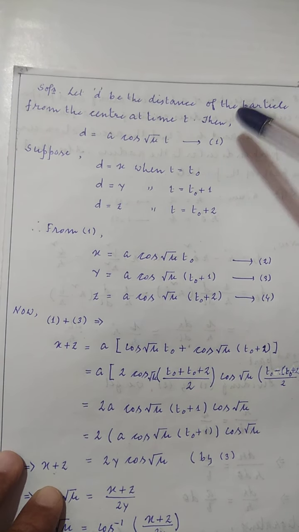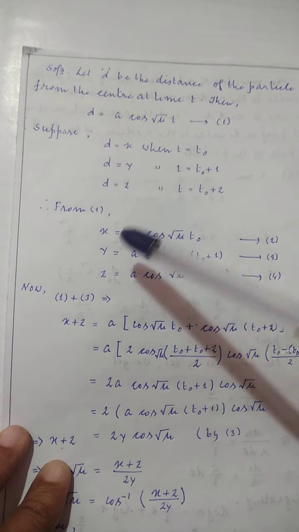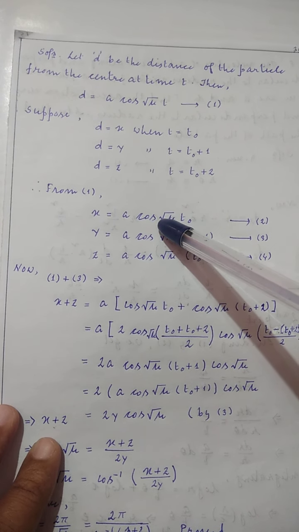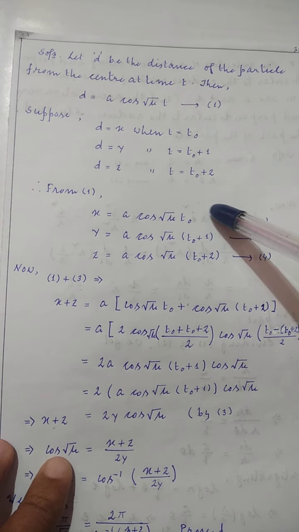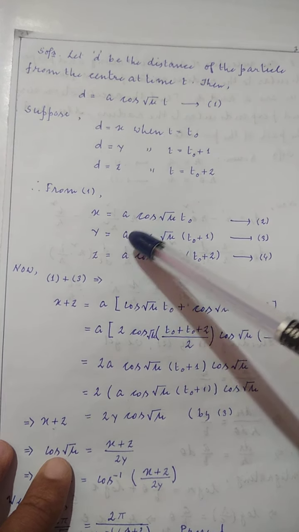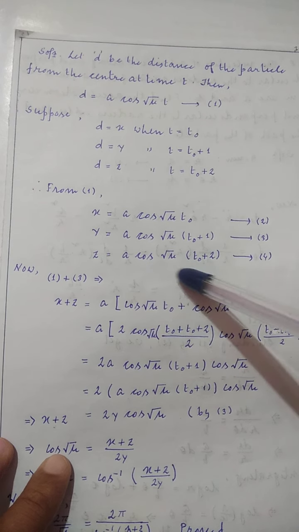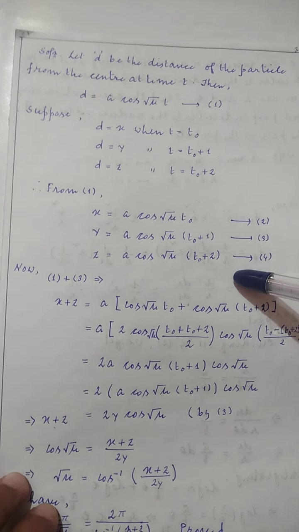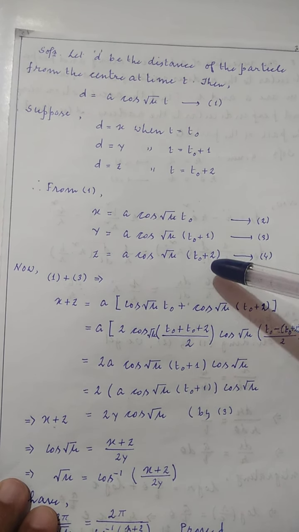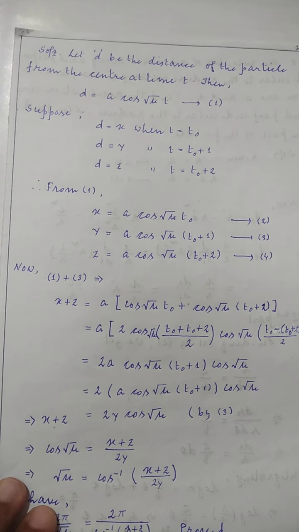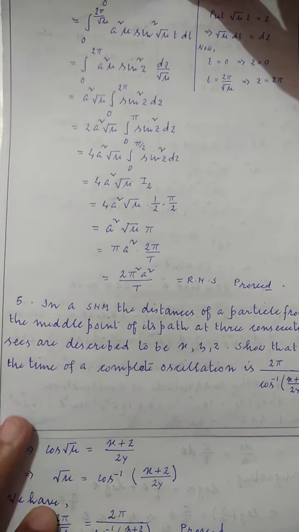Now use this condition in equation 1. Using the first condition, what will we get? x is equal to a cos root over mu t naught. The second condition, y is equal to a cos root over mu t naught plus 1, and similarly z is equal to a cos root over mu t naught plus 2.